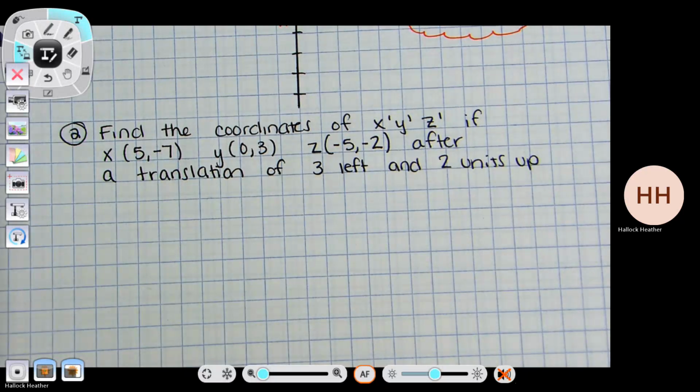So without making a graph, what do you think we could do mathematically if we have the original coordinate points and I'm going 3 left and 2 up? Anybody remember from middle school? Or can think about what you could do with these numbers instead?